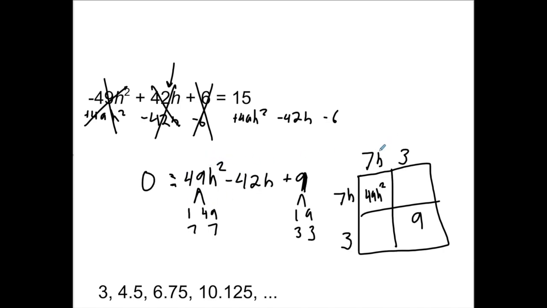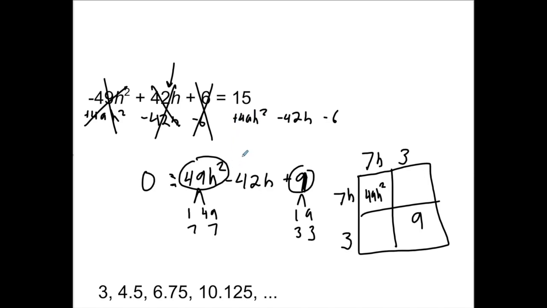Because if it's a perfect square, this will be a square and this will be a square. I'm not saying it is, but I'm saying when it is a square, that will happen. So let's see if we can get it.